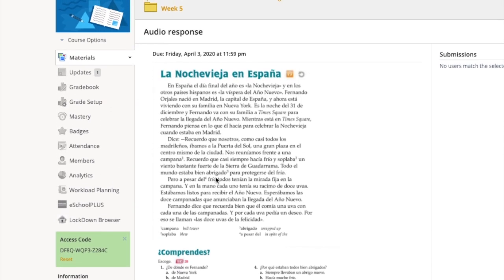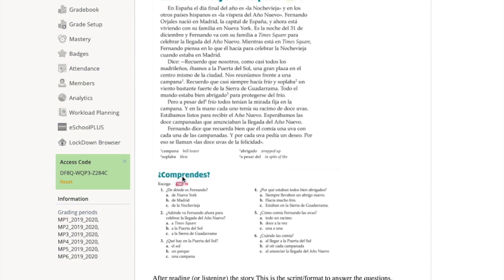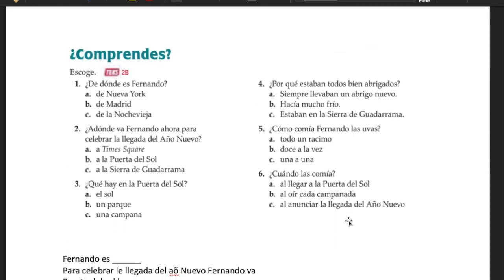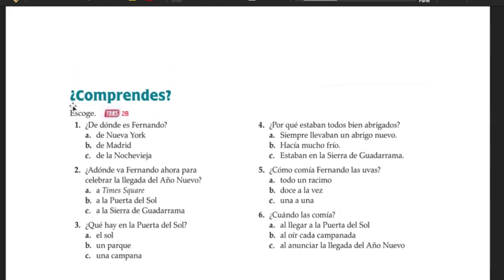Okay, so after reading this, then you have the questions. Comprendes? Do you understand? So let me just blow this up so you can see it better. So the first question is asking, ¿De dónde es Fernando? Where is Fernando from? And then you have your options. Number 2, ¿A dónde va Fernando ahora para celebrar la llegada del año nuevo? Where does Fernando go to celebrate the new year? Like, where is he now? Okay.